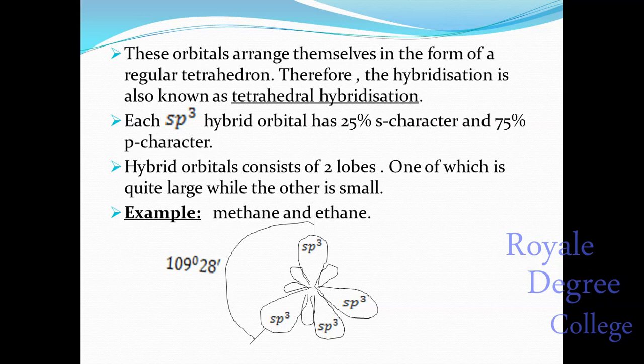Here you can see the example of methane and ethane. It is the example of methane, where you can see how many sp3 hybrid orbitals are there? 4 sp3 hybrid orbitals, isn't it? So in between the 2 sp3 hybrid orbitals, angle will be, the bond angle will be how much? 109 degree 28 minutes.